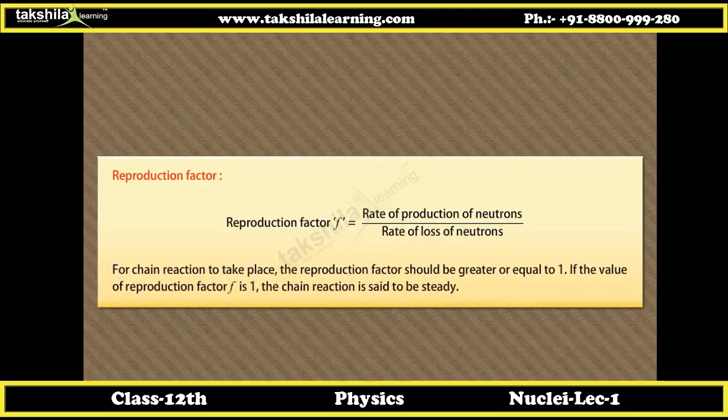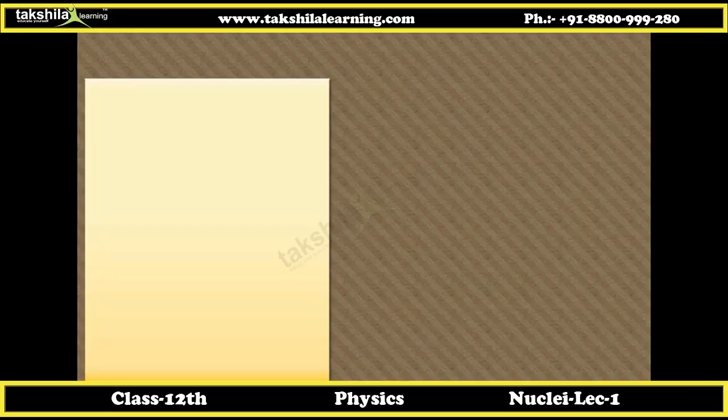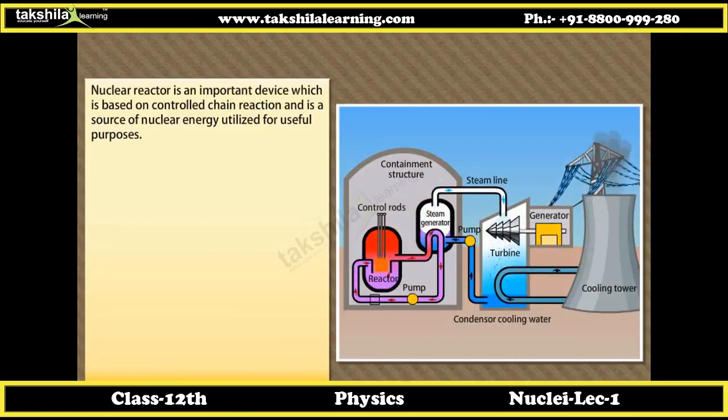For chain reaction to take place, the reproduction factor should be greater than or equal to 1. If the value of reproduction factor F is 1, the chain reaction is said to be steady. Nuclear reactor. Nuclear reactor is an important device which is based on controlled chain reaction and is a source of nuclear energy utilized for useful purposes.